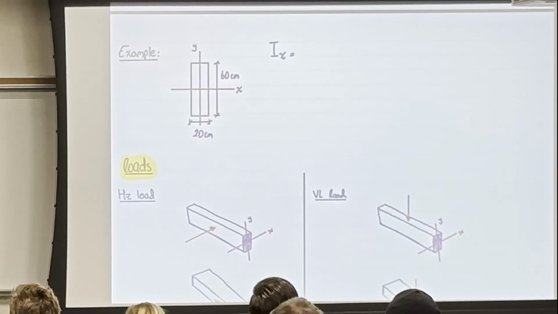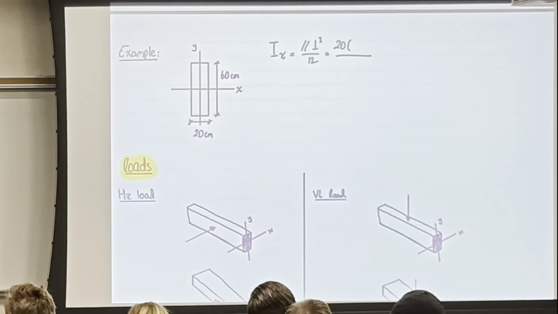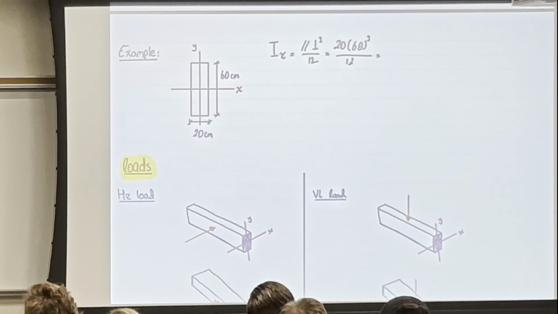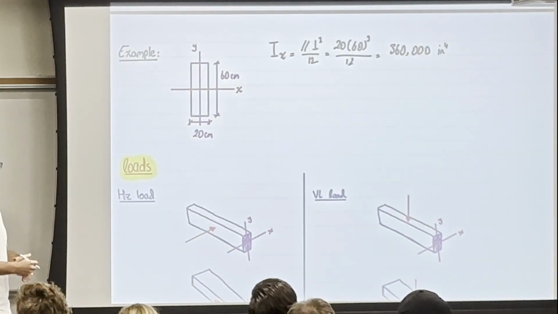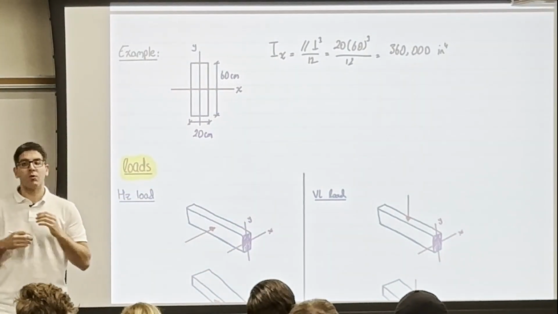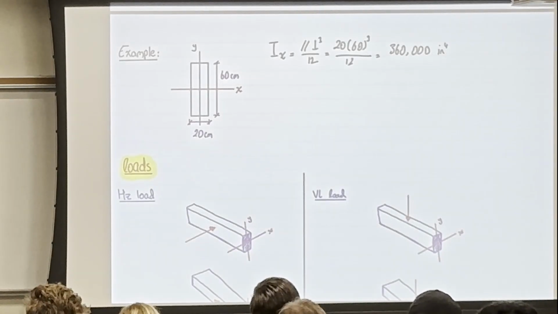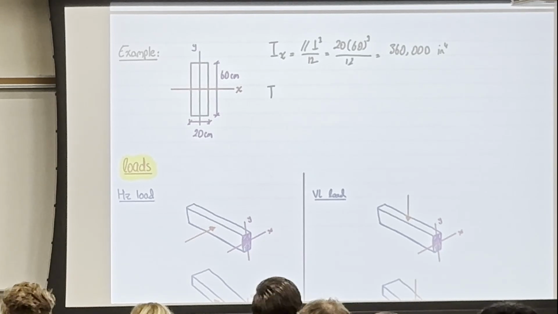I will again use parallel perpendicular cube over 12. The dimension that's parallel to x here is 20. The dimension that's perpendicular to x here is 60 cube over 12. And this is going to give me 360,000 inch power 4. Again, inch power 4 doesn't have any physical meaning. It's not a volume or a 4D thing. It is just an indication of a resistance to bending. Okay? So now I do have Ix equal to that.